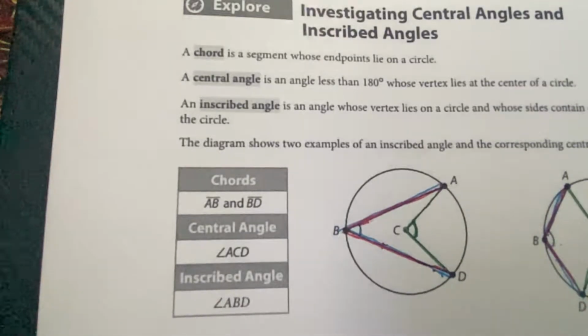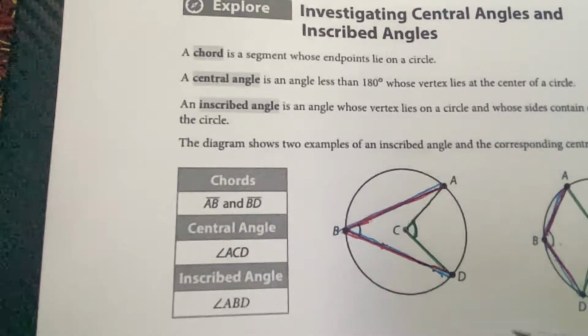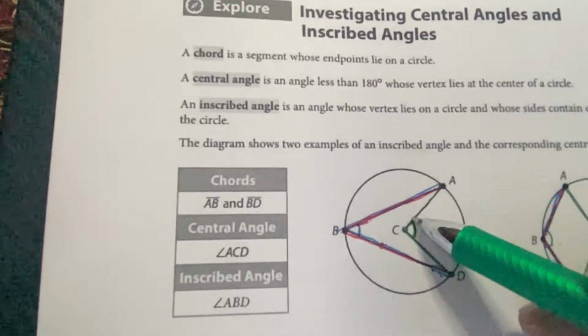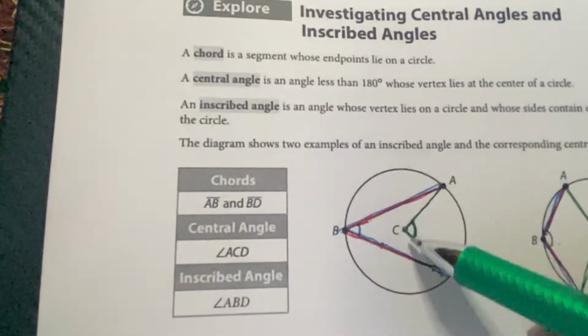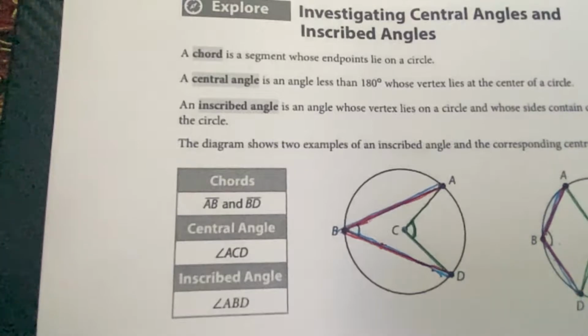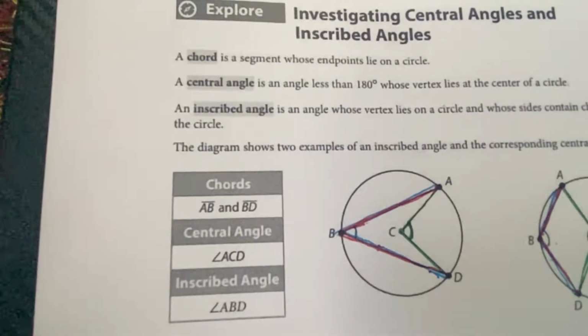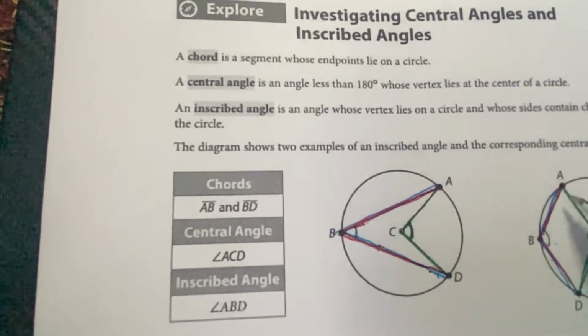Then the next definition we need is what a central angle is. A central angle is an angle whose vertex lies at the center of a circle and is less than 180 degrees. So when I look at this, my vertex right here is C, and I have my angle formed right here. This angle is obviously less than 180 because a straight line is 180. Same thing over here. This is my central angle. It's less than 180, so this is the central angle.